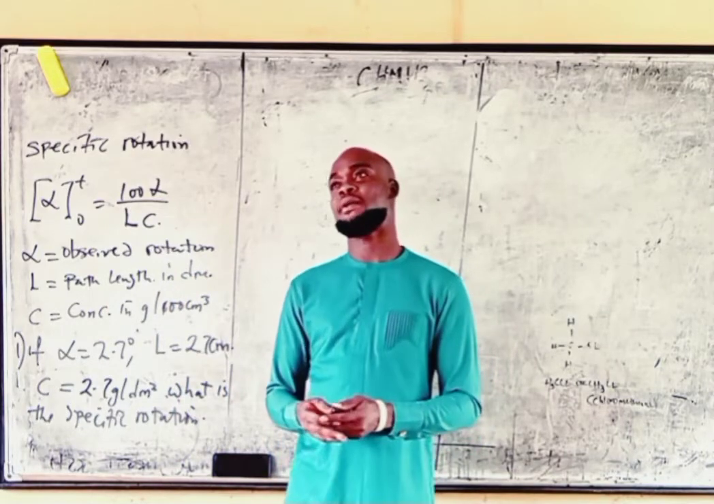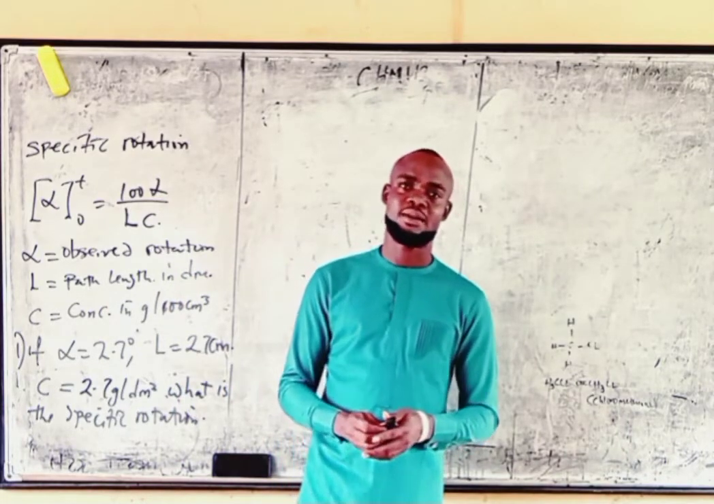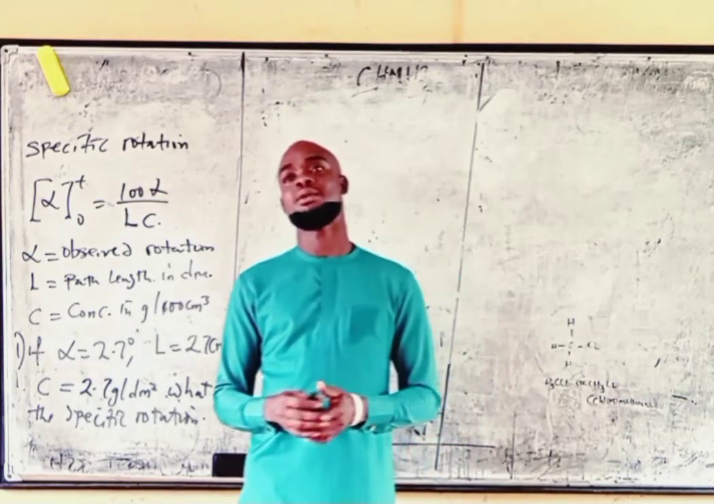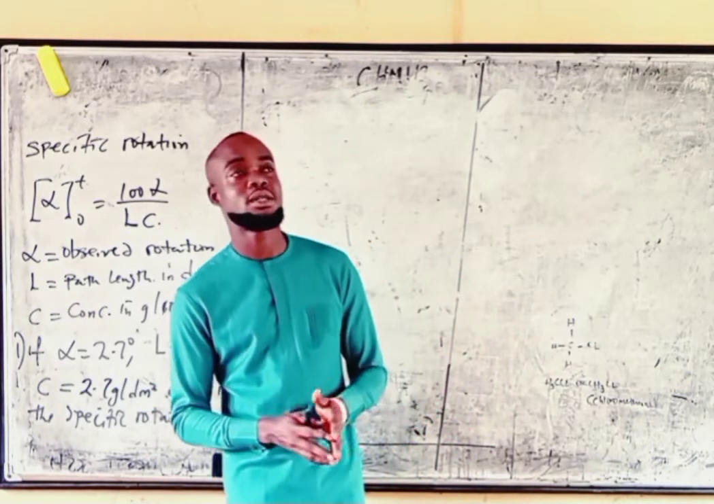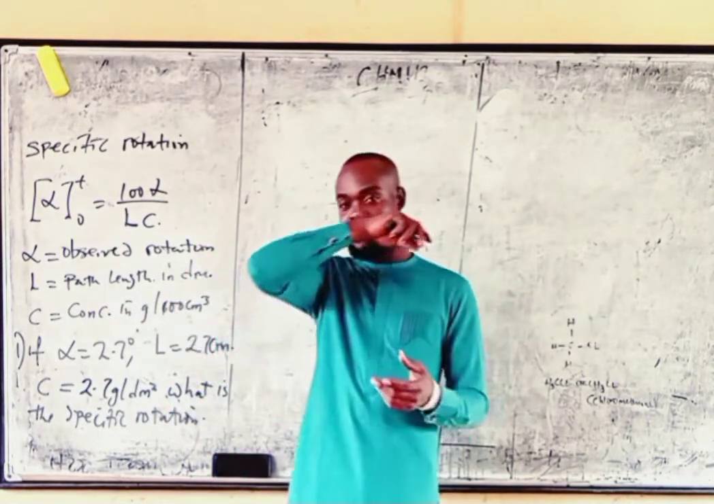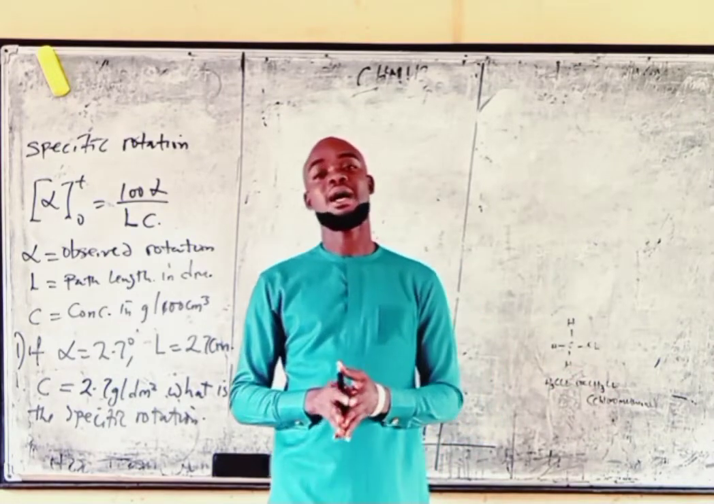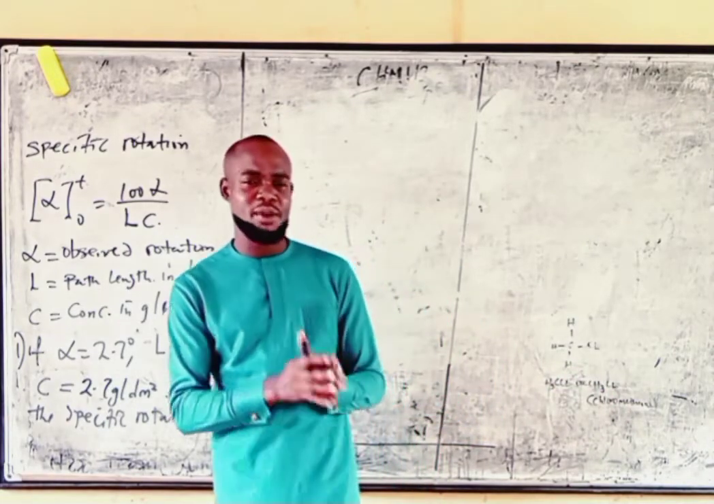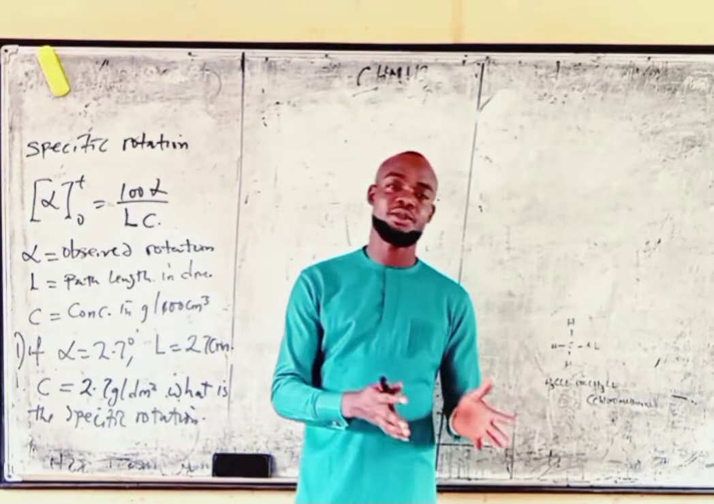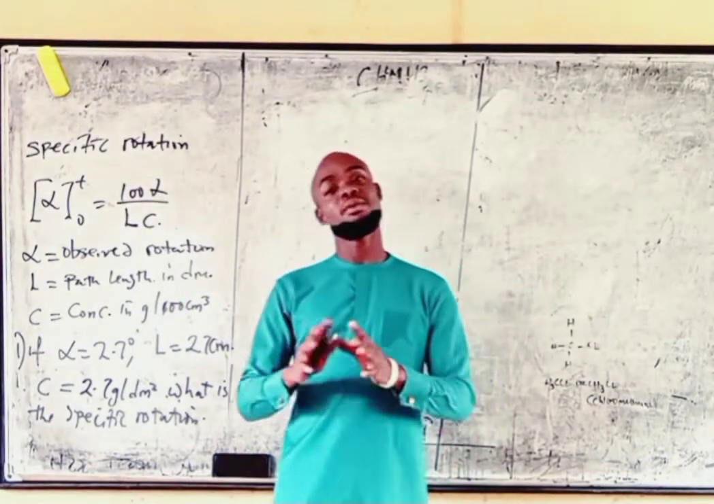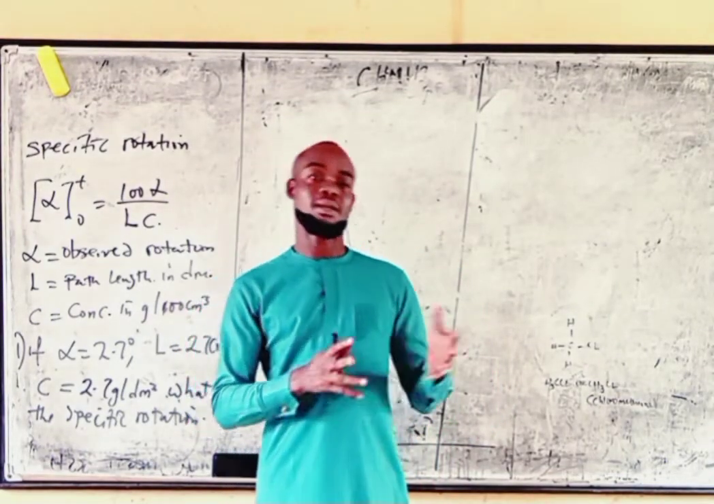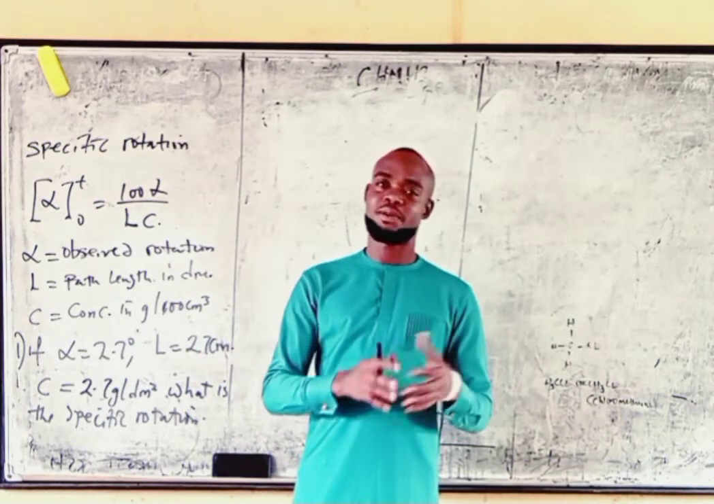What do you mean by they are chiral? They have a chiral center, which is mainly carbon. Chirality is the ability of a compound to exist in the left hand side or the right hand side. And we said two compounds that are mirror images of each other are called enantiomers, and two compounds that are not mirror images of each other are called diastereomers. So please take note of that.